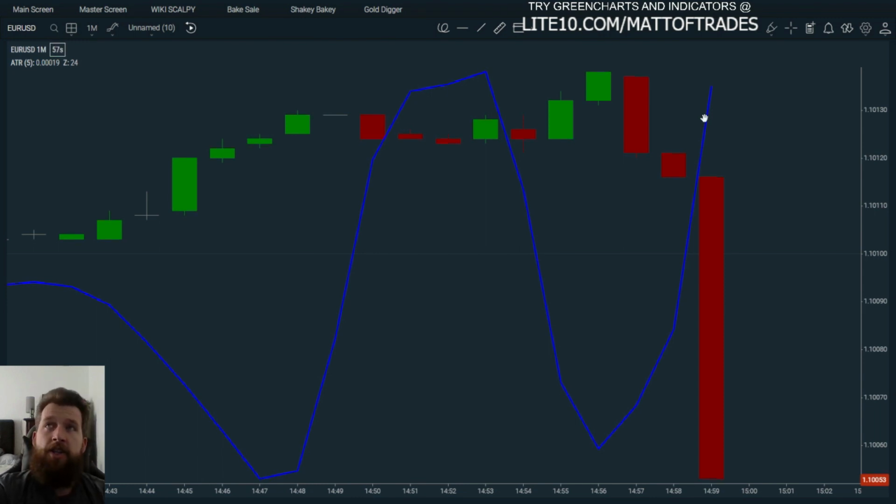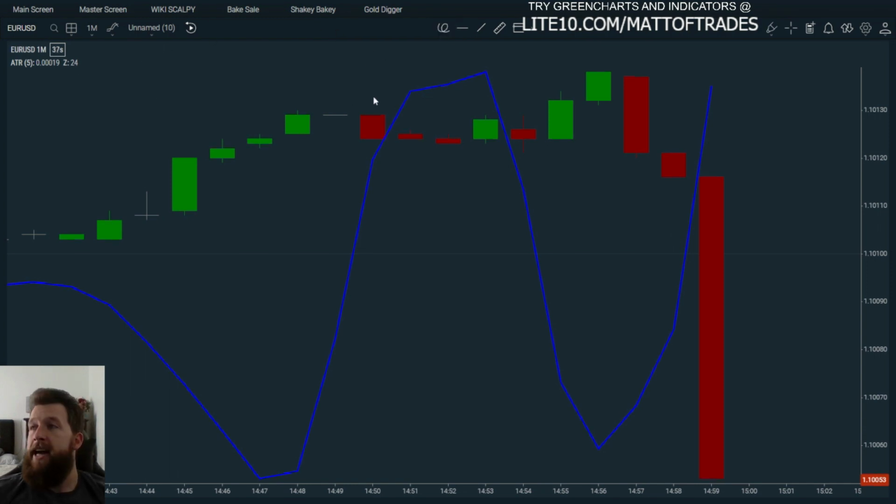So if you're already in a trade, it could be a signal to move your stop loss a little bit closer and solidify some profits, or just get out of the trade, or just be aware that that movement that's been happening could be slowing down, or possibly even reversing.